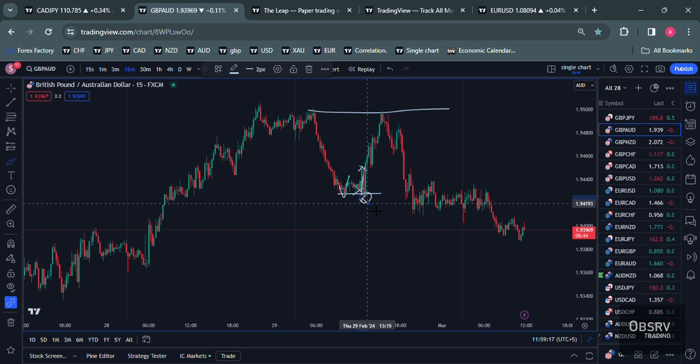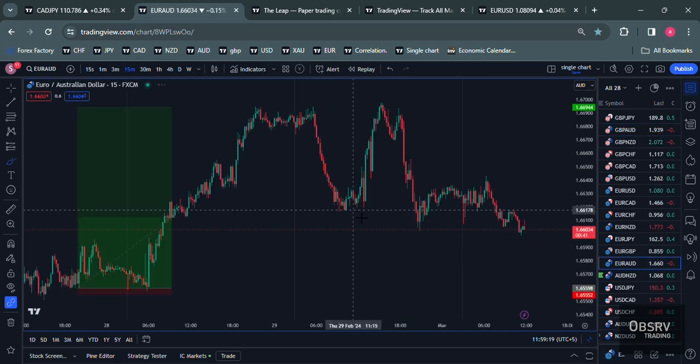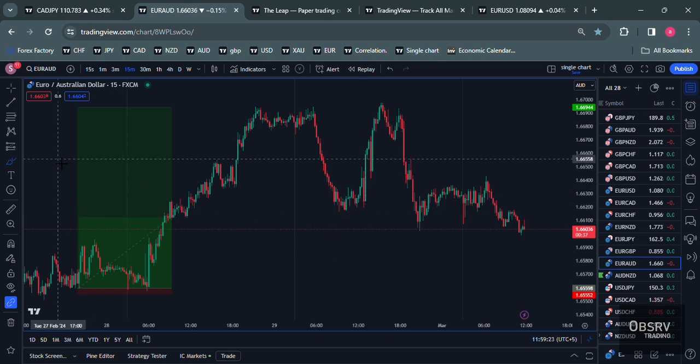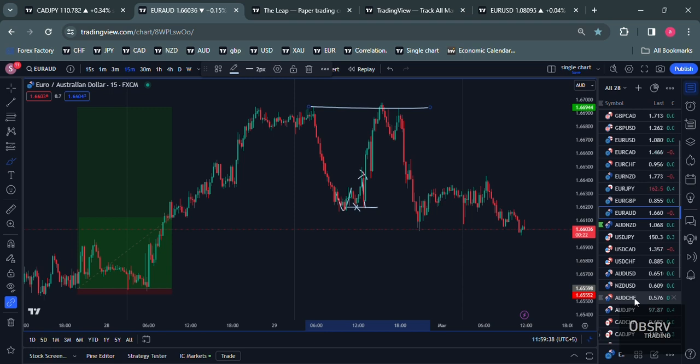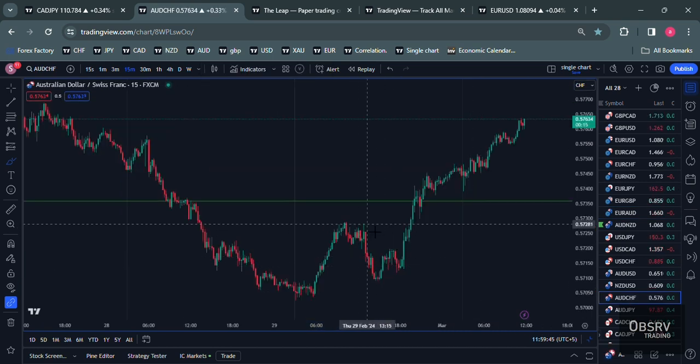Let me take you to Euro Aussie. Look at the timestamp down there, 1 o'clock my time. At the exact same time, rolling over, putting in a higher low, going for a higher high, coming back for whatever, all the way to the recent highs. Let me take you to Australian dollar, Swiss franc. Although Swiss franc is one of the weakest currencies at the moment, but let me take you to Aussie Swiss franc. Timestamp up there, 1 o'clock my time.